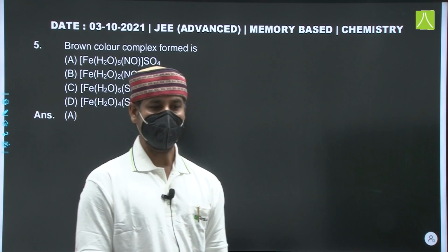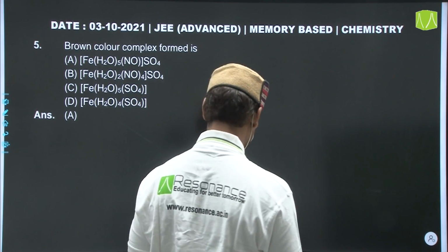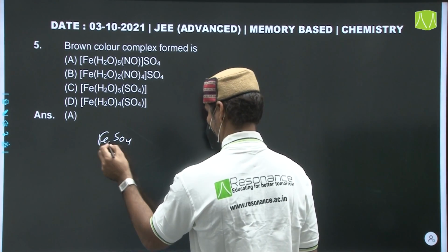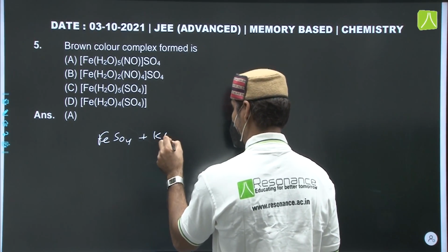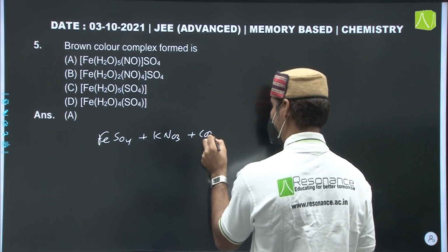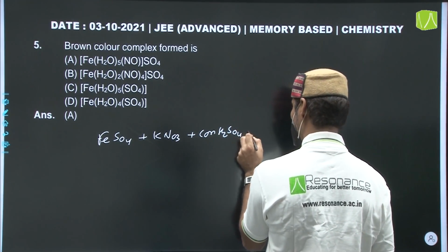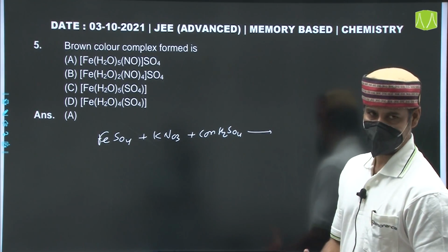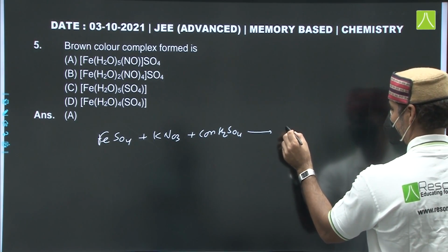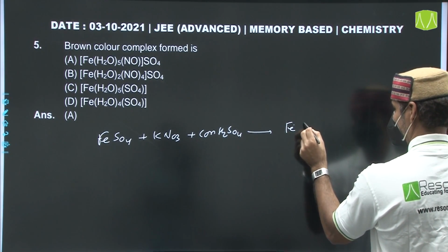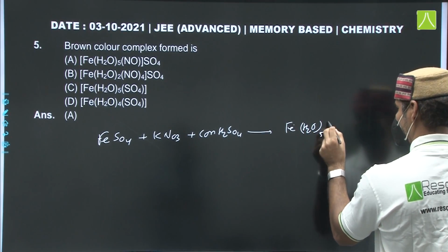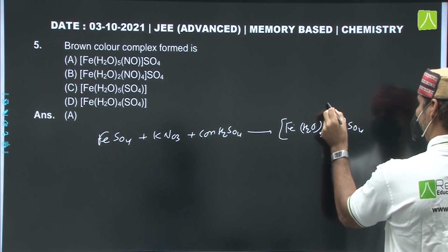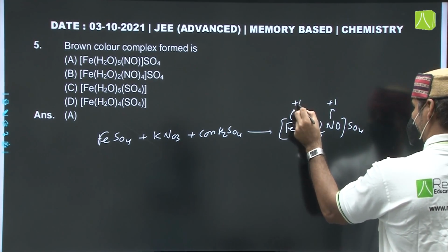Let's take another question of the same paragraph. The paragraph gave us FeSO4 reacting with potassium nitrate in presence of concentrated H2SO4, or 1-2 drops of concentrated H2SO4. A brown ring complex is formed, that is [Fe(H2O)5NO]SO4, in which NO is +1, iron is +1.